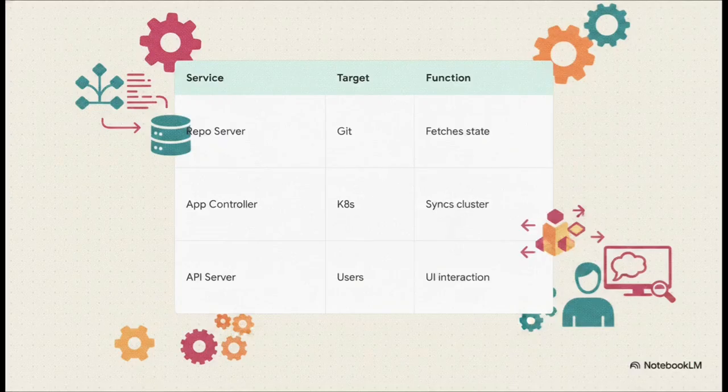Okay, time to peel back the curtain. I want you to think of Argo CD not as one big monolithic program, but more like a team of specialized workers. Each one is hired to solve a very specific piece of the puzzle. There are three primary microservices running the show. The repo server talks to Git, the app controller talks to Kubernetes, and the API server talks to, well, you, the user. Let's break down what each of these workers is actually doing day to day.